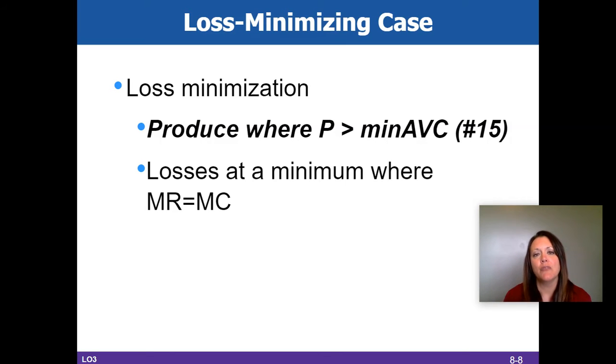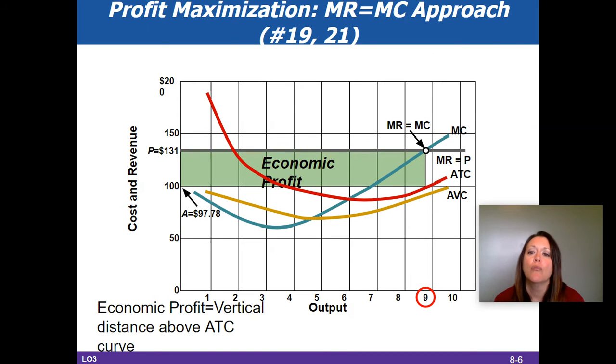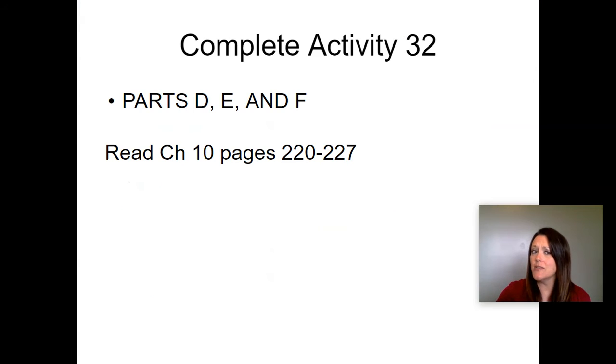So last time we finished off talking about profit maximizing cases. We looked at the fact that your price should be above your average total cost. In fact, let me go back to here. The price curve or demand curve should be above your average total cost curve in order to maximize your profit. But that doesn't always happen.